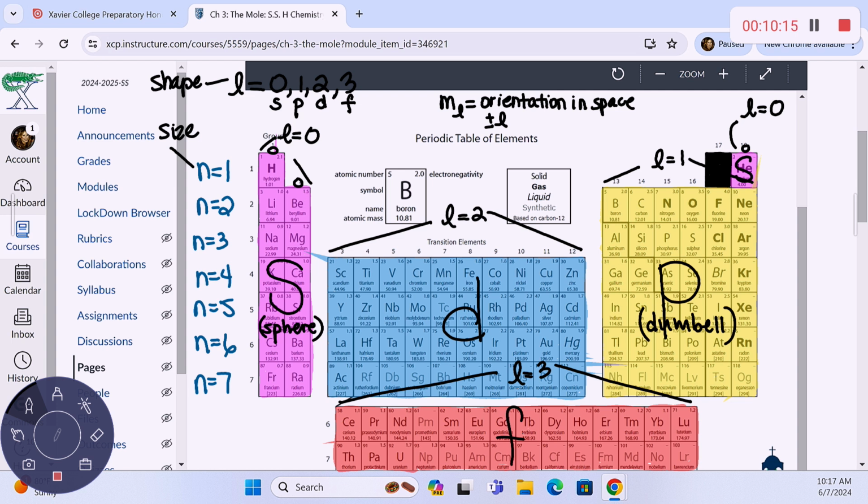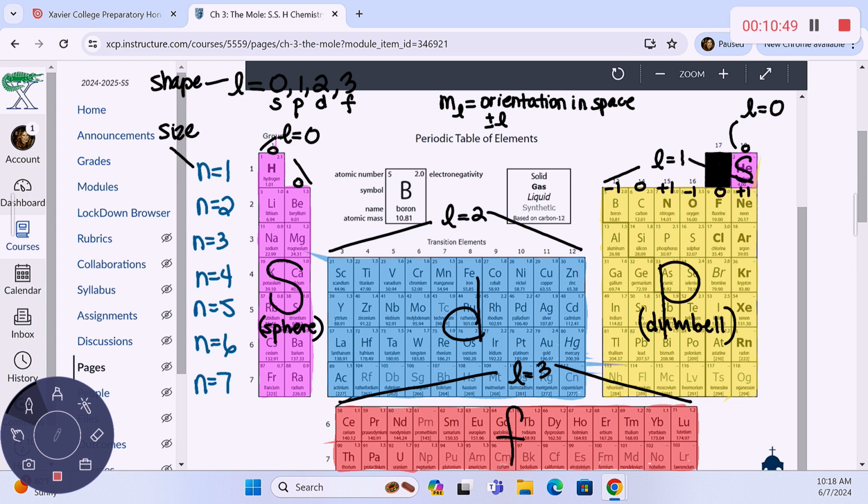My m sub l is based upon this number. You start with a -1 here, and then you go to 0 and then +1. Think of it as oscillating from x to y to z axis. Then I go back to -1, 0, +1. Okay? You don't need to know which axis the electron is on. You just need to know that the possibilities for m sub l would be -1, 0, and +1.